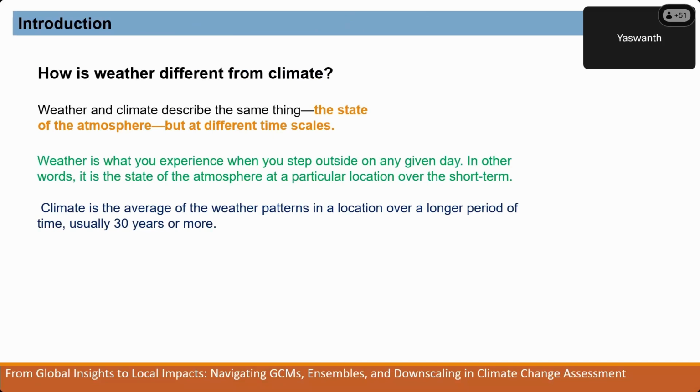But when it comes to climate, it is generally considered as an average of the weather patterns over very long years. Usually we say 30 years or more. So weather is what we expect in the atmosphere today or tomorrow or in the next 7 days. But climate is the average property over a very long duration.